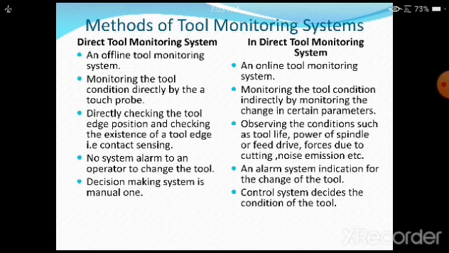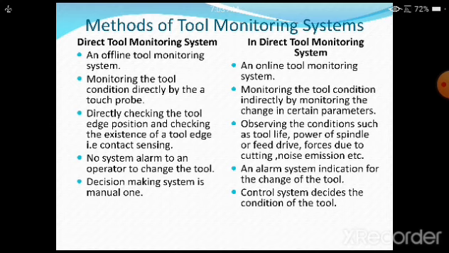So the touch trigger probe is used directly on the cutting edge surface for detection of its breakage. By an electronic system, it is going to act like a sensor which can sense and indicate on a monitor itself, directly checking the tool edge position and the existence of a tool edge. That is contact sensing, and there is no system alarm to an operator to change the tool.